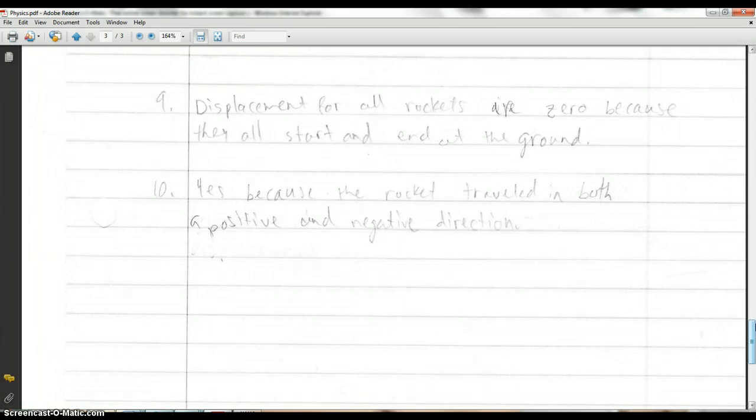Now number 10, are your answers different for the last 2 questions? Why? They are different because one is absolute value and one isn't. One is going in a positive direction, one in a negative. So when you do absolute value, that negative becomes a positive. But with displacement, since it's not absolute value, it's a positive and a negative, so they cancel out. So that's why it's different.